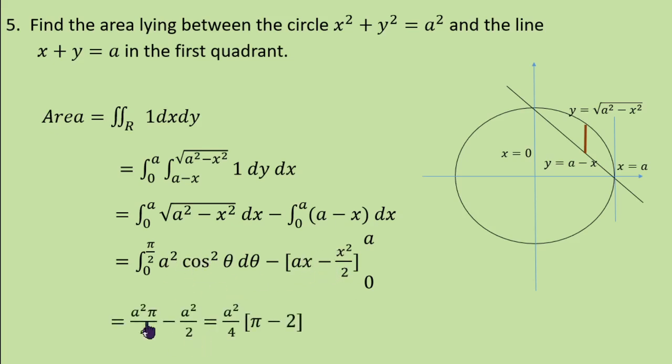So a square pi by 4 minus a square by 2. By taking a square common outside and 4 common outside, it becomes pi minus 2. So a square by 4 into pi minus 2, that is the required area between the circle and the line in the first quadrant. Okay, between these two. So that is the required answer.